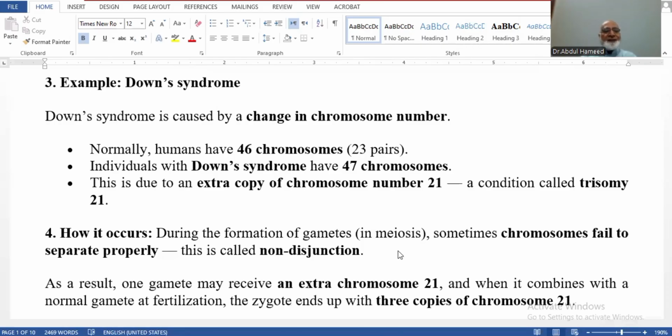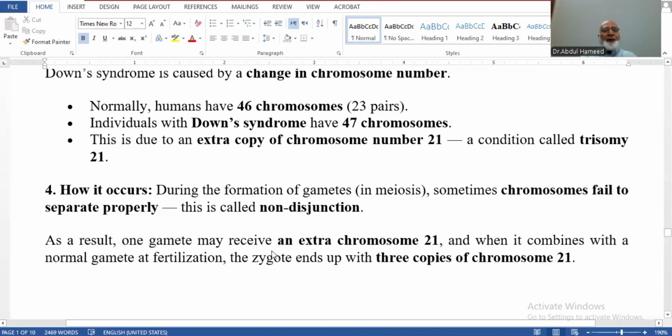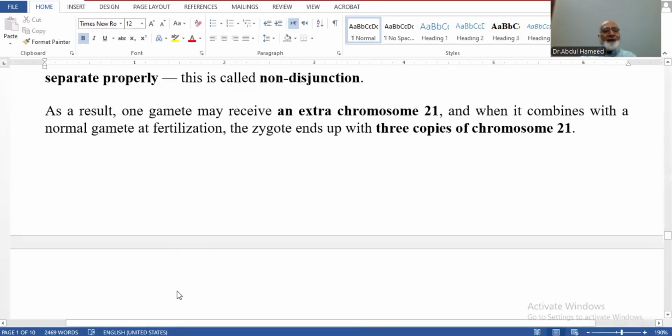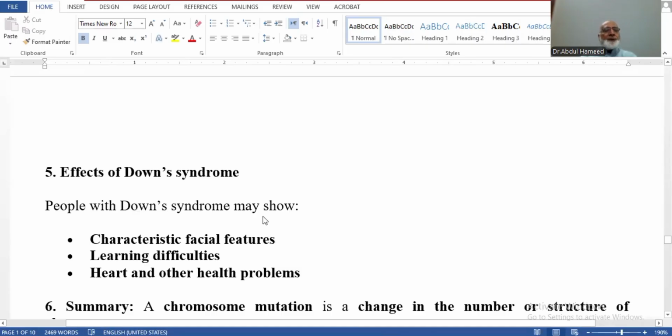This is called non-disjunction. So the result will be one gamete may receive an extra chromosome of 21. When it combines with the normal gamete at fertilization, the zygote ends up with 3 copies of chromosome number 21, and the total number of chromosomes in that individual may become 47 instead of 46. So the outcome and effect of Down syndrome: people with Down syndrome may show characteristic facial features. Their face is quite obvious, and anybody can guess that this person has Down syndrome.